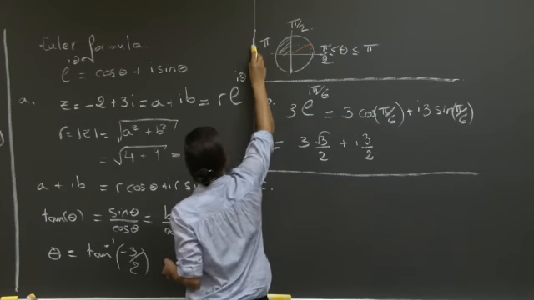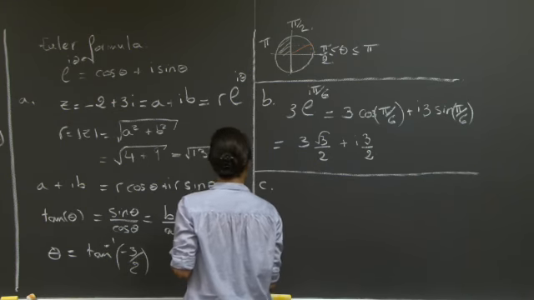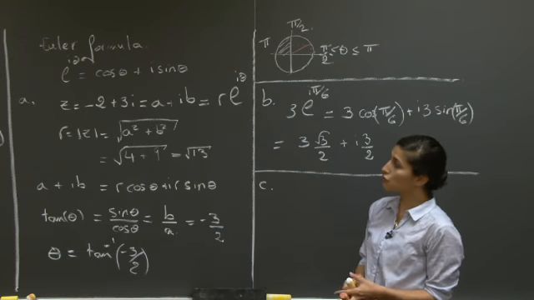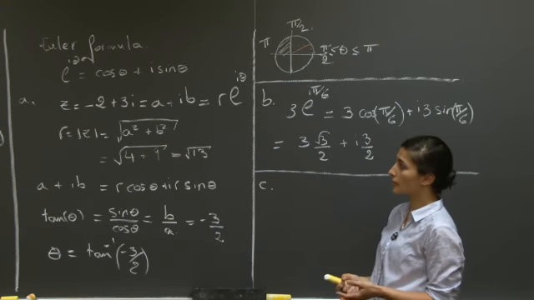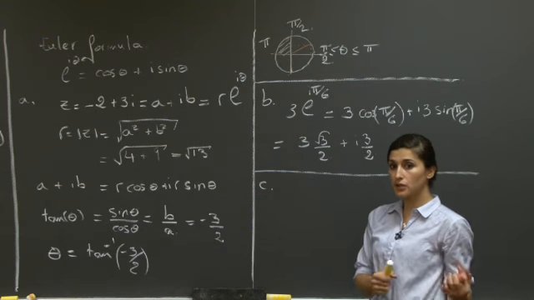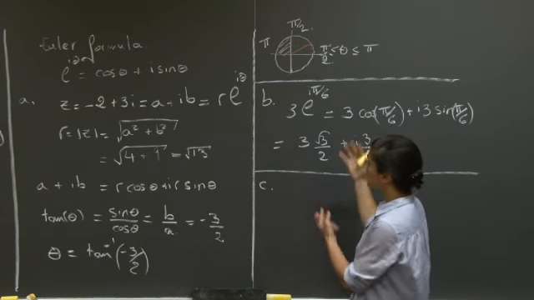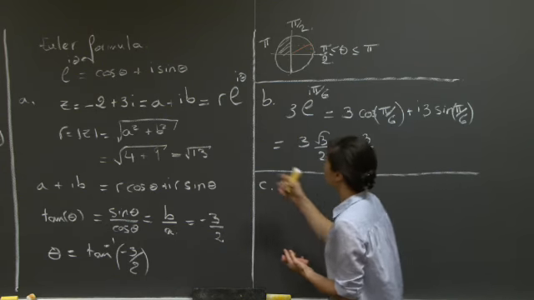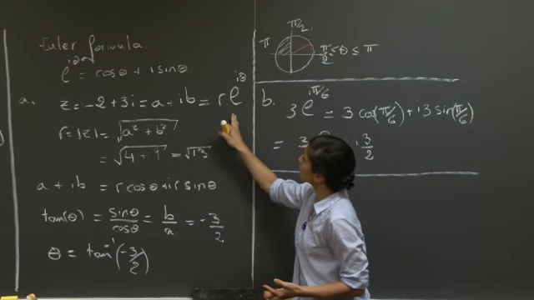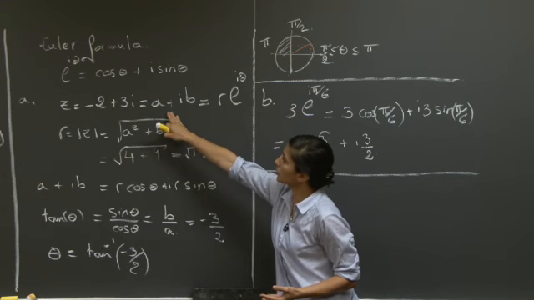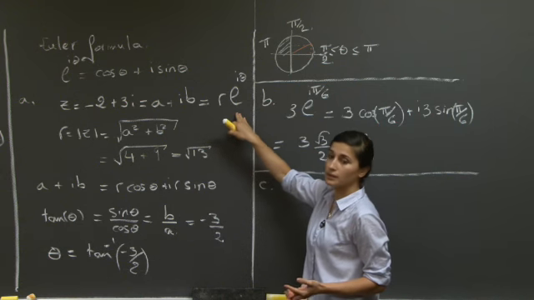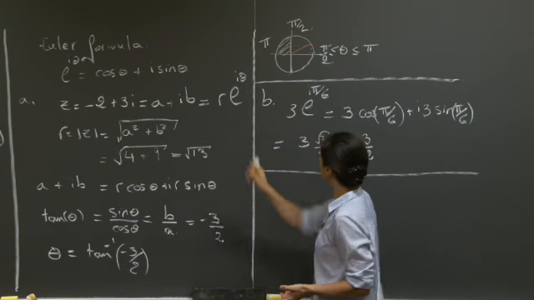Let me just add a line here. Question C, we're asked to draw and label the triangle relating rectangular to polar coordinates. So that's what we already had a sense of when we wrote this formula going from a plus ib to r exponential of i theta.